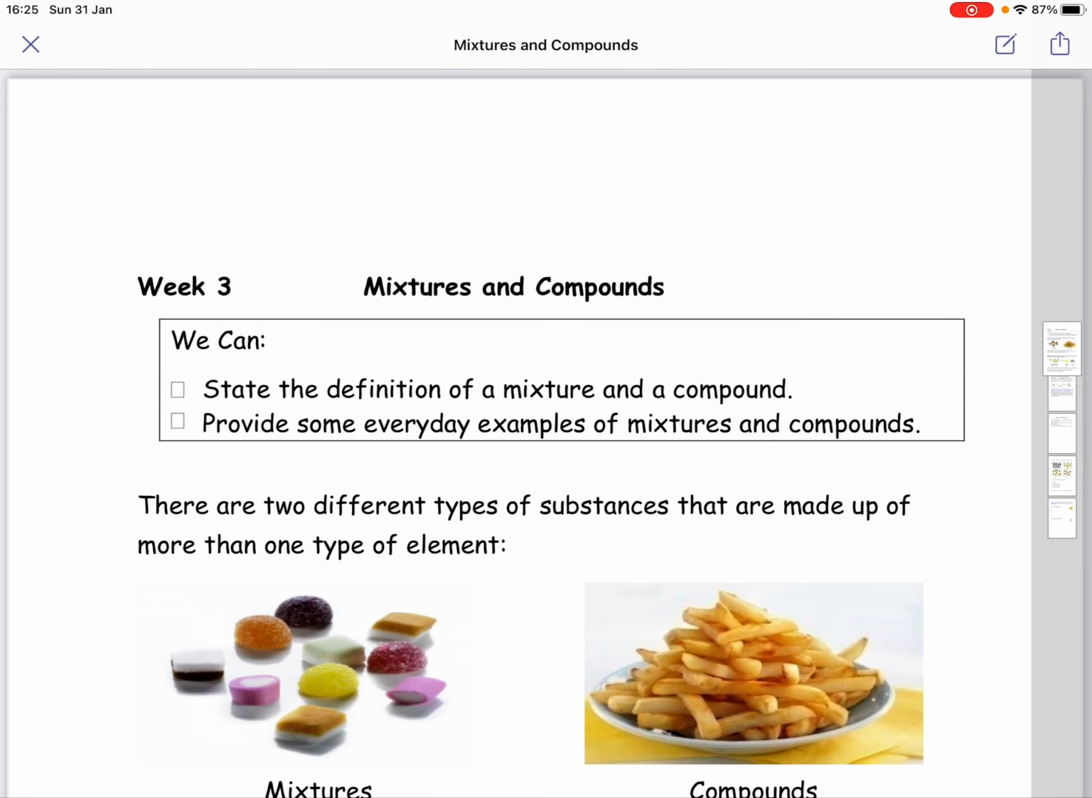So far in this topic, we have already learned about what an element is. So we should know at this point that an element is a substance that has only one type of atom.